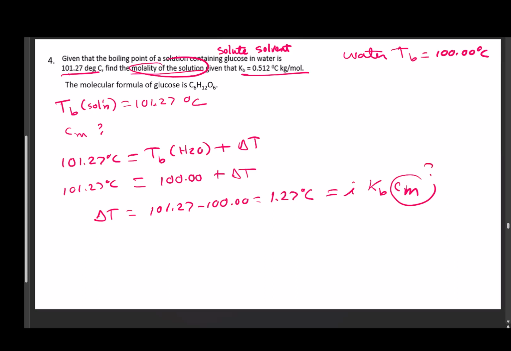Okay, so 1.27. Glucose is a carbon-based compound. I've told you that here. So i is automatically equal to 1. Kb is given, 0.512. And the last factor is that. Therefore, the molal concentration is 1.27 over 0.512.